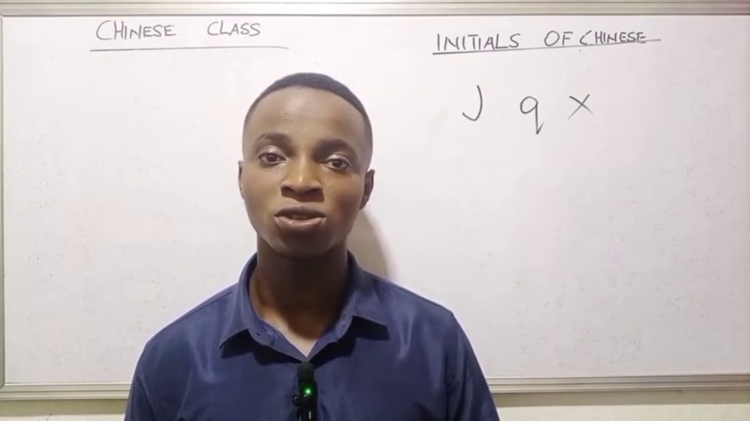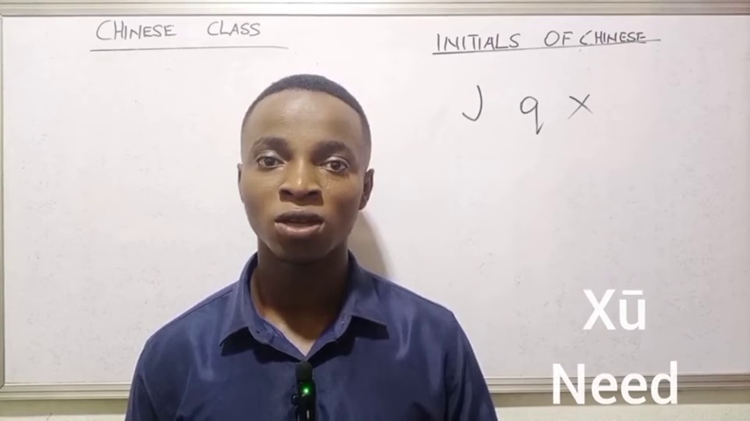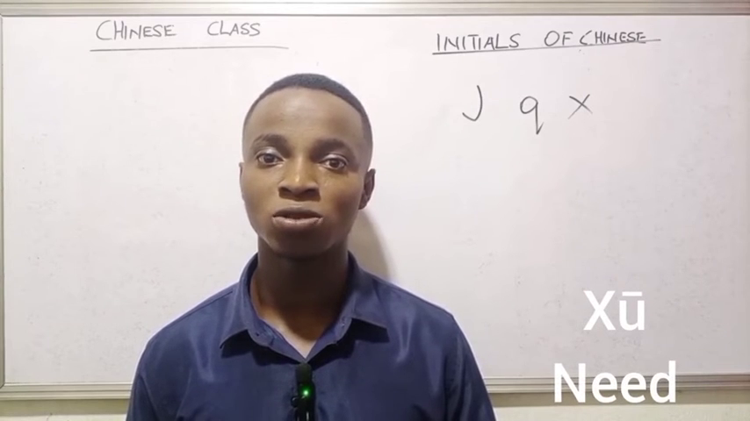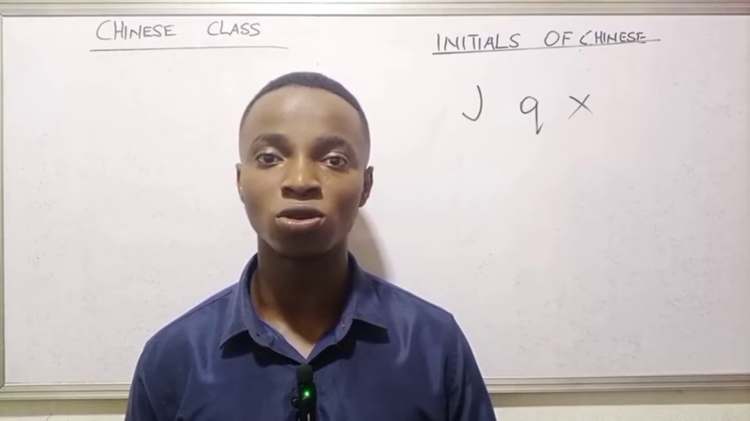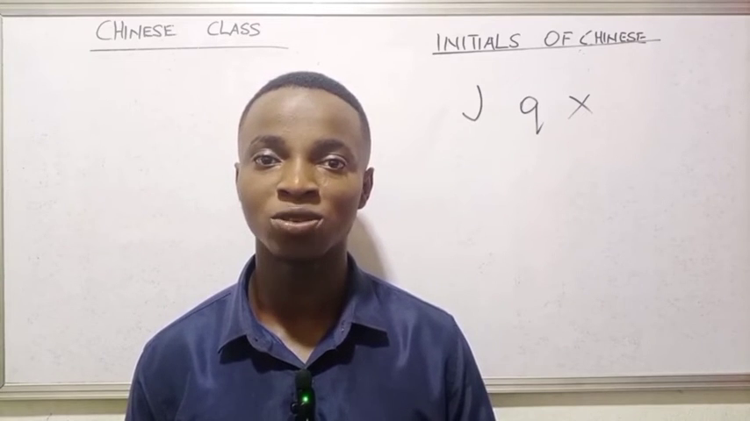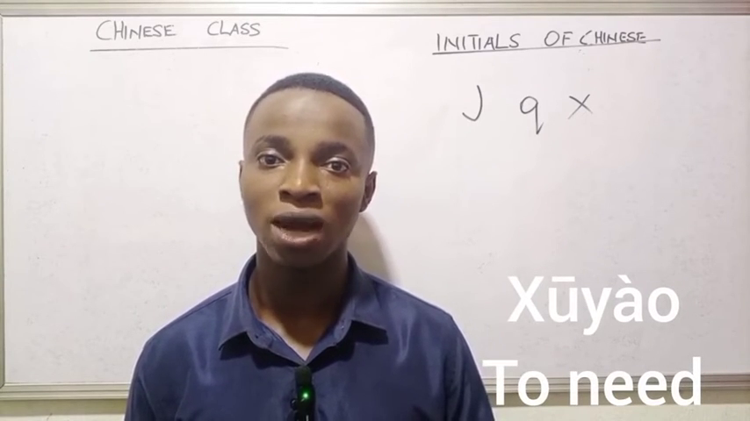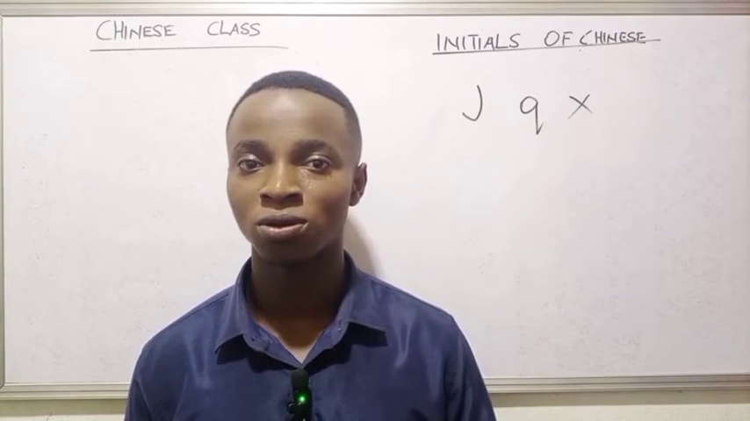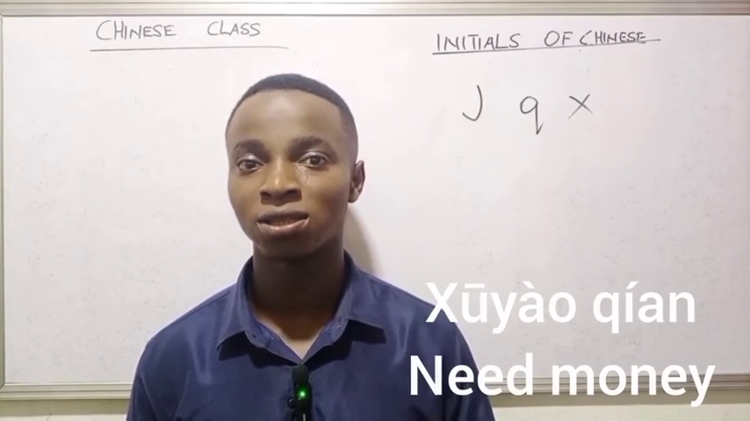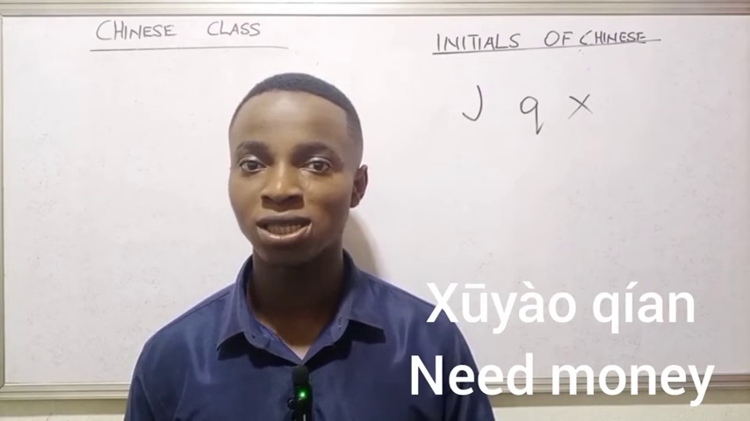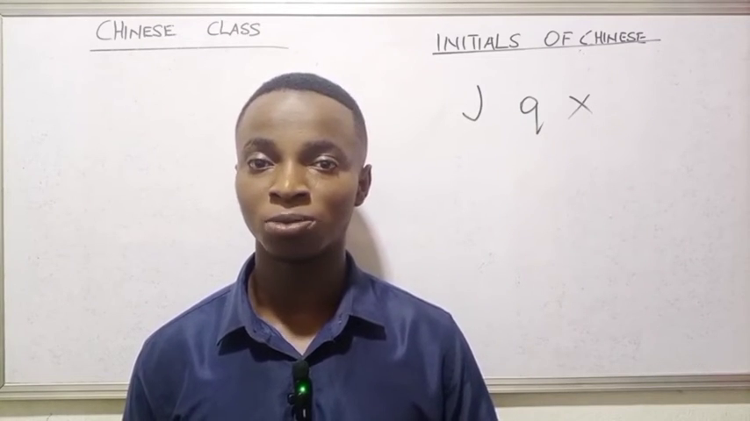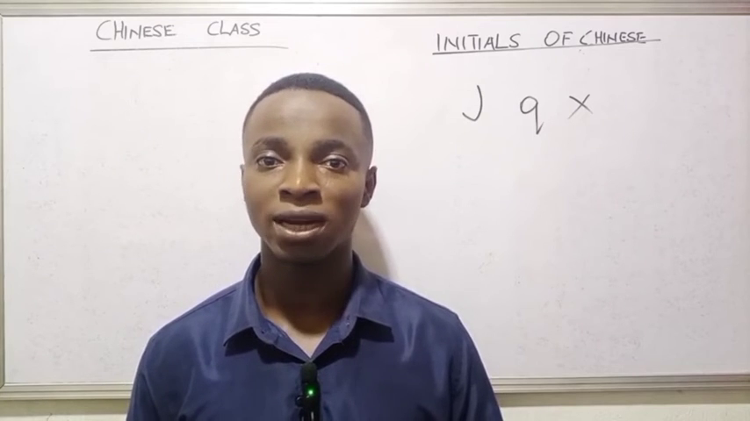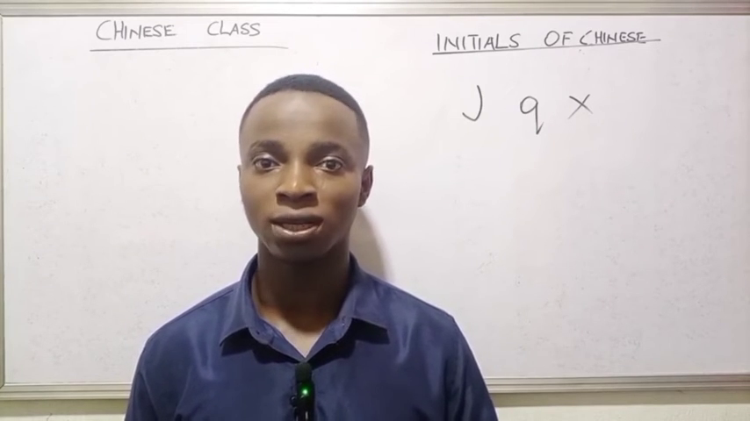Then the last one, shu, shu. It means to need when you need something. But it always goes with something, yao. So we can say shu yao, to need. Shu yao qian, need money. Shu yao qian, need money. So you can need anything. So beautiful. So now, let's practice back this new vocabulary that we just studied.